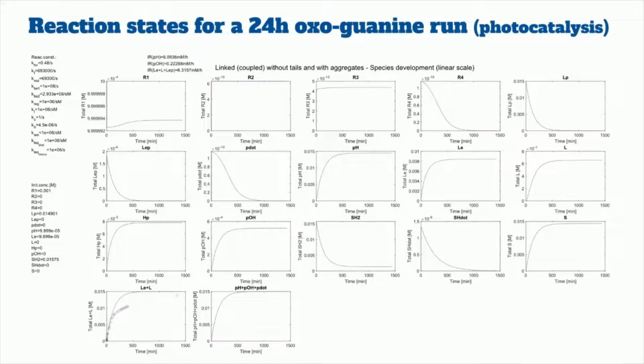Here we have all the reaction states for a photocatalytic simulation over the course of 24 hours expressed in molar concentrations. Over here we have the reaction constants listed, and we have the initial concentrations for all species listed.